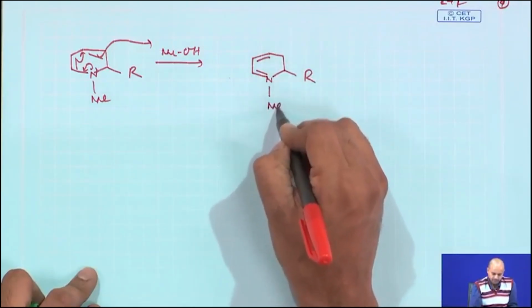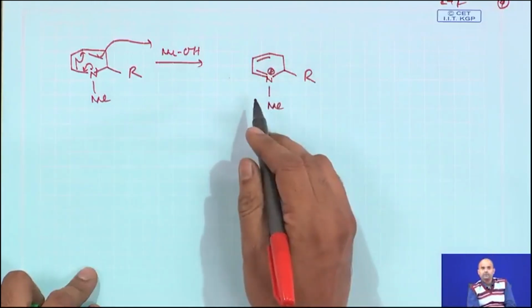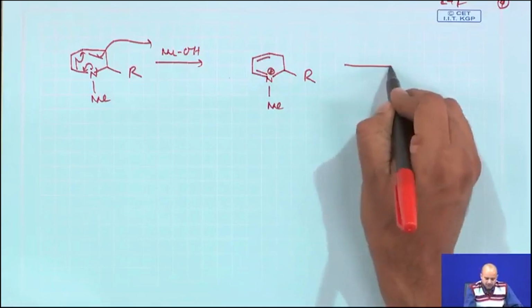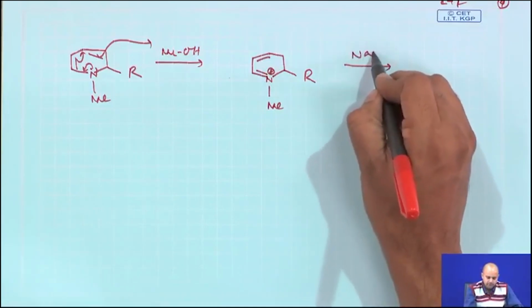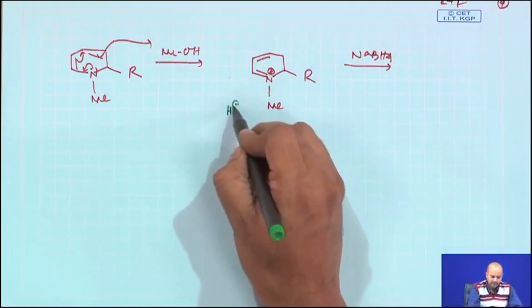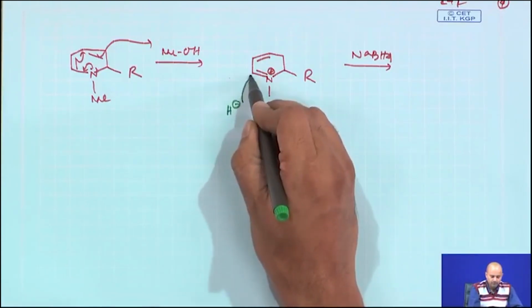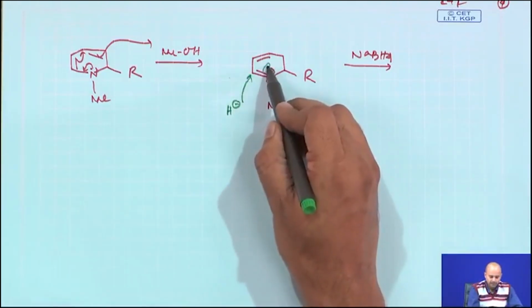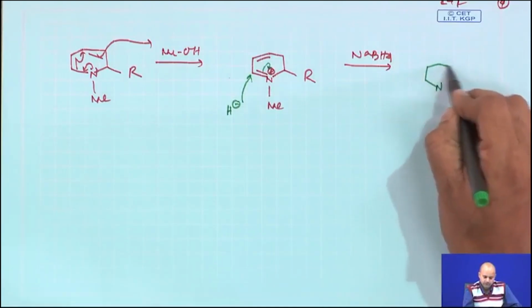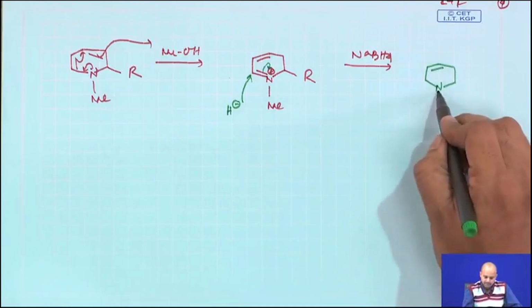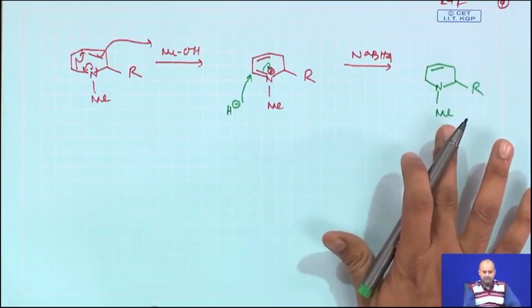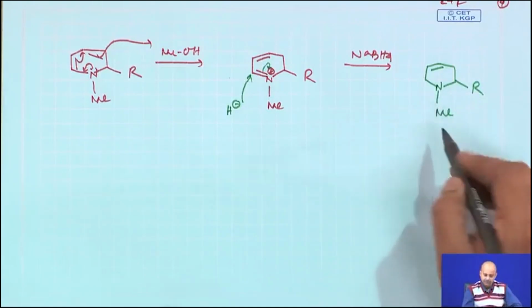iminium species again. Now, by virtue of this reactivity, we know that iminium species are electrophilic in nature. So, you again subject it to sodium borohydride, and this sodium borohydride now attacks this carbon, and the nitrogen charge will now be neutralized. That is fine. So, now this is the final product.